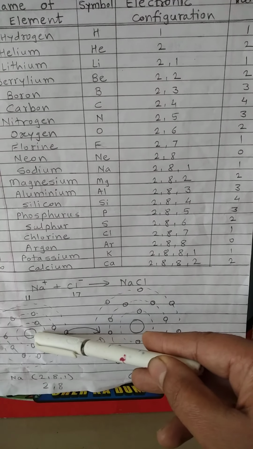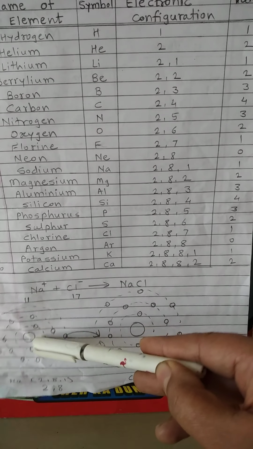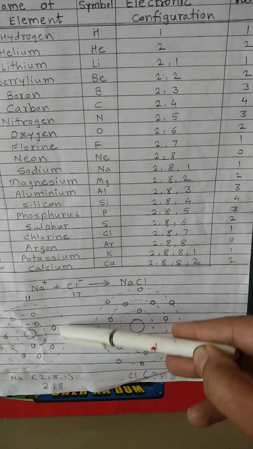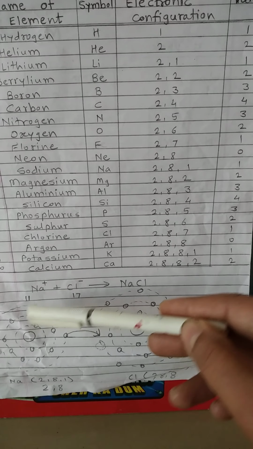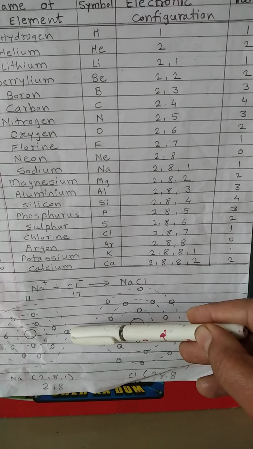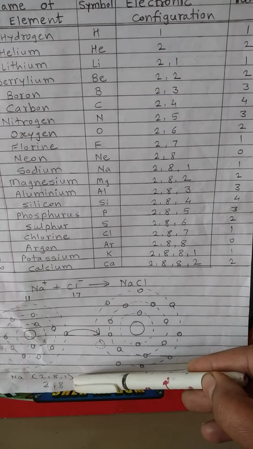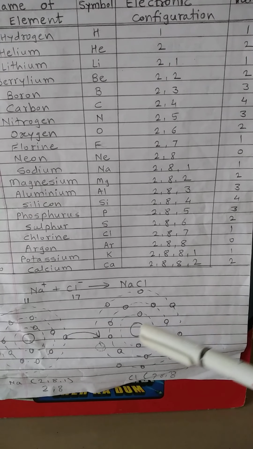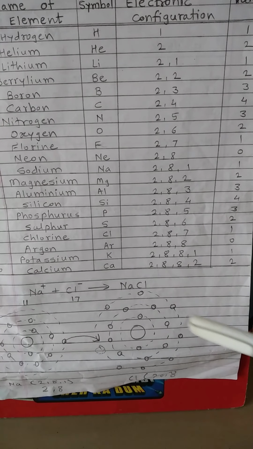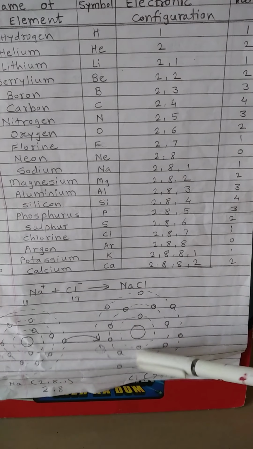Na, this is the nucleus. In the first orbit there are 2 electrons present. In the second orbit there are 8 electrons present, and in the third orbit there is 1 electron present. Means Na means sodium, electronic configuration 2 8 1, and chlorine Cl, atomic number 17.